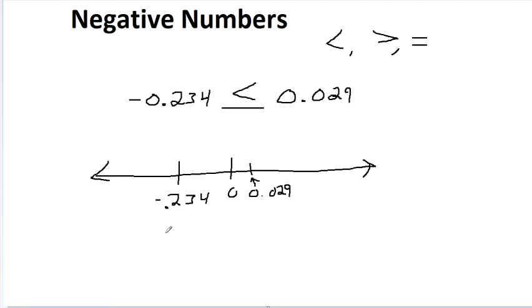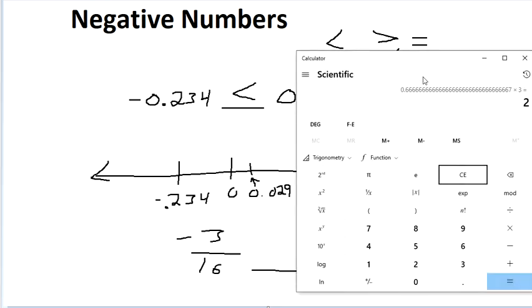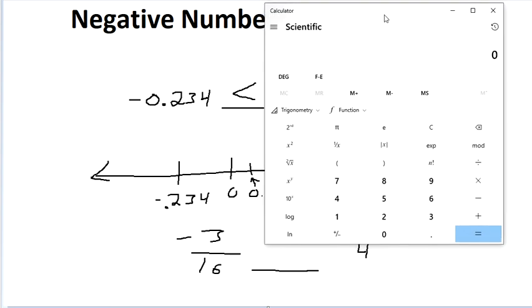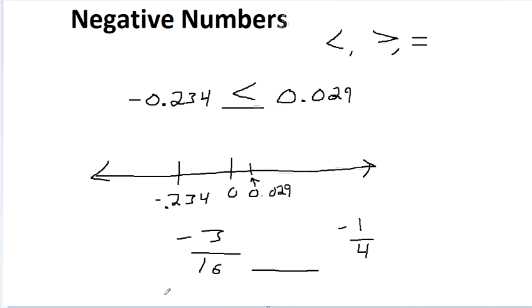Let's see, one more maybe. We got -3 over 16 blank, negative 1 over 4. Are we supposed to put a less than or a greater than symbol? So one trick you could do is you could convert them to decimals, right? So 3 over 16, I'm going to put the negative sign after. That's negative 0.1875. And then negative 1/4, if you put that in a calculator, it's negative 0.25.